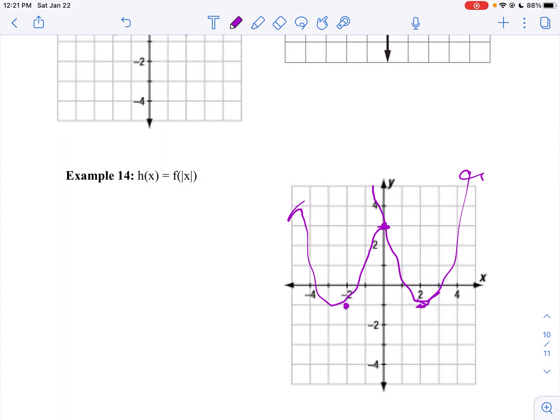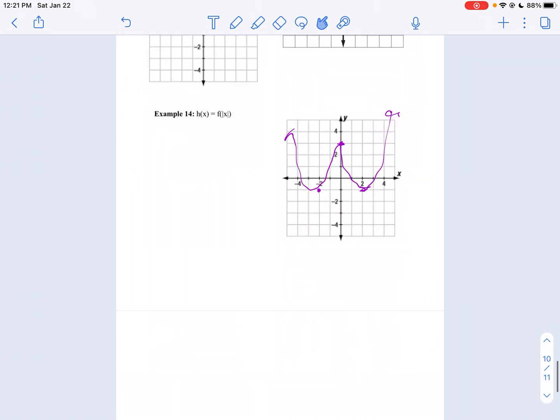I guess I should erase this part right here because it stops right here. I went too far there. And there is your graph with absolute value. That's kind of a weird one. At least I think it's weird.